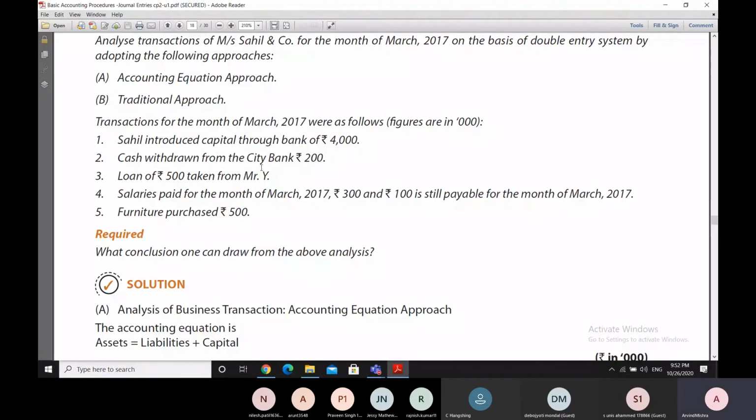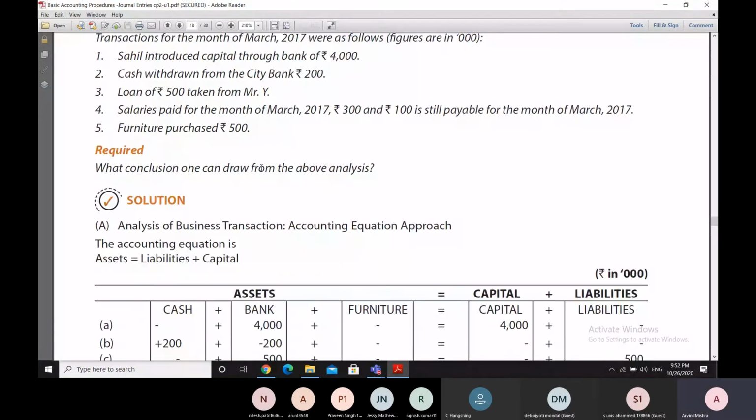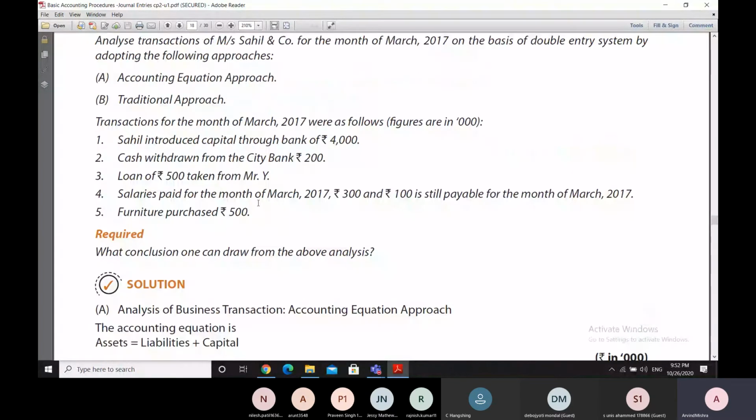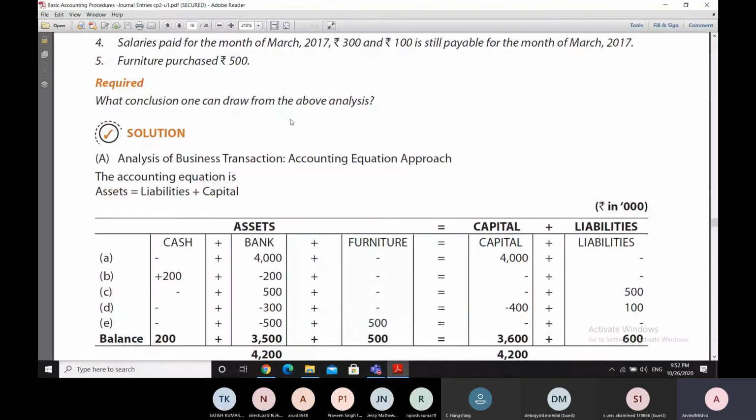Now what is happening here is Sahil is introducing the capital. So first we are taking the accounting equation approach for all these 5, and then we will take the traditional approach for all these 5. So when Sahil introduces the capital, the 4,000 rupees goes into his bank account, which is an asset, and his capital increases by 4,000 rupees, and there is no effect on the liability.